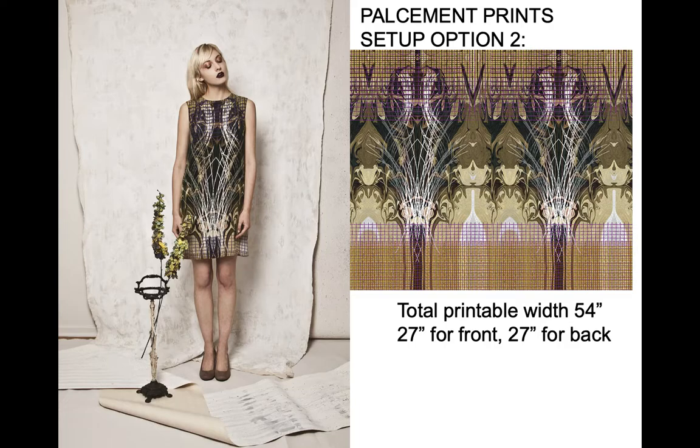So the total printable width, it's usually 54 inches, and depending on your style, you could fit 27 inches for the front and 27 inches for the back. Obviously, if you have something very wide or flared, then you won't be able to fit front and back into the 54 inches. So it kind of depends on the style. But if you are able to fit front and back, then you're saving money this way. So usually 54 inches is the width of the printable fabric, but it also depends on the fabric content and fabric name, so it could vary.